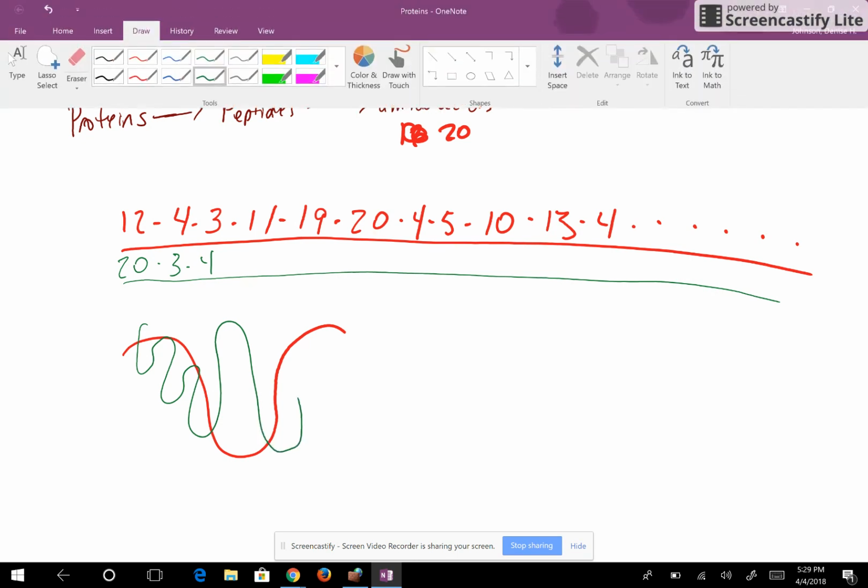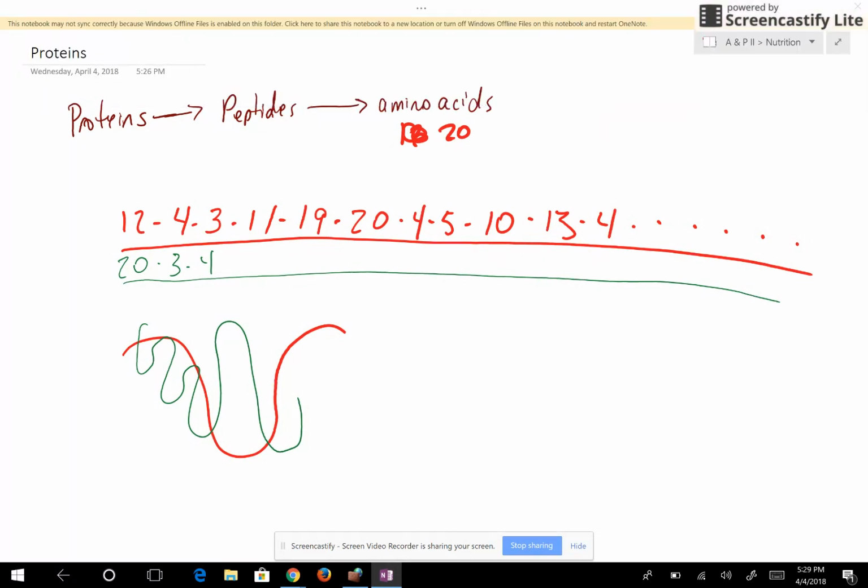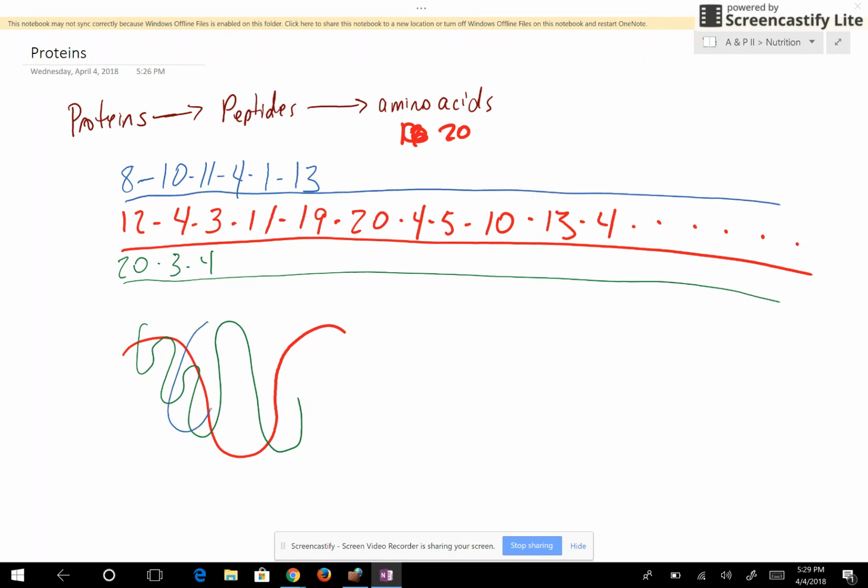Then we'd be able to make a third peptide chain. So let's make it blue in color, and we're going to say it is amino acid number 8, which is joined to amino acid number 10, which is joined to amino acid number 11, which is joined to amino acid 4, which is joined to amino acid 1, which is joined to amino acid 13, and so on. So here we have our blue peptide chain, and we would make it look something like this. And so this structure here, that whole entire structure is a protein.